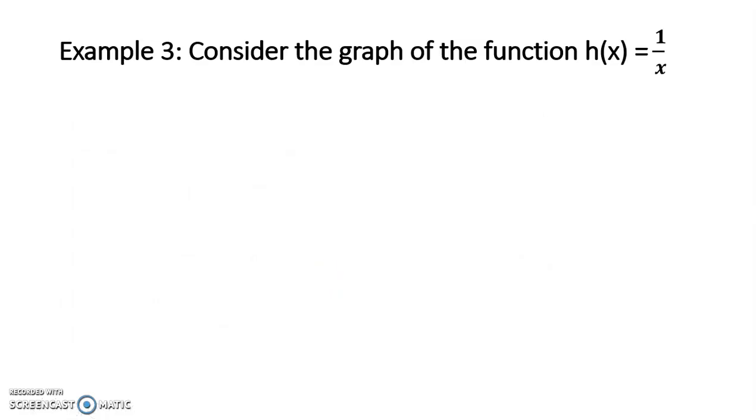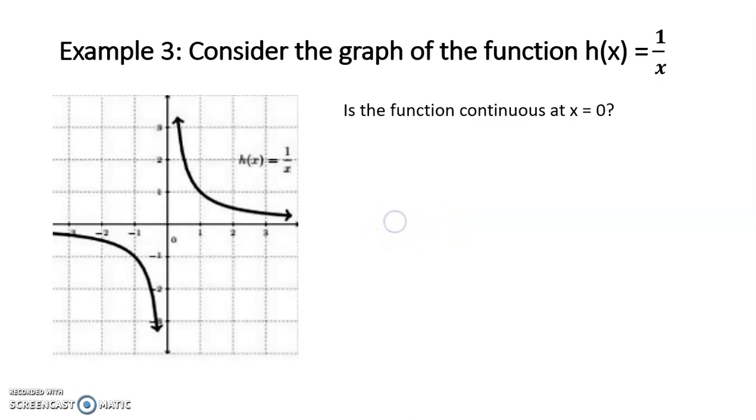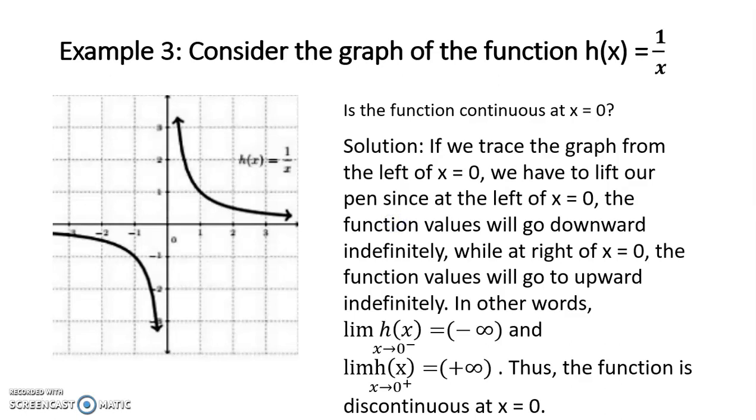Example 3. Consider the graph of the function h of x is 1 over x. Is the function continuous at x is 0? Solution. If we trace the graph from the left of x is 0, we have to lift our pen. Since at the left of x equals 0, the function values will go downward indefinitely, while at the right of x is 0, the function values will go upward indefinitely.